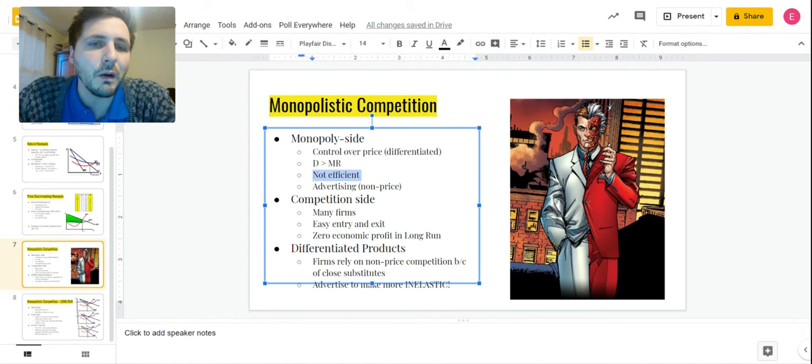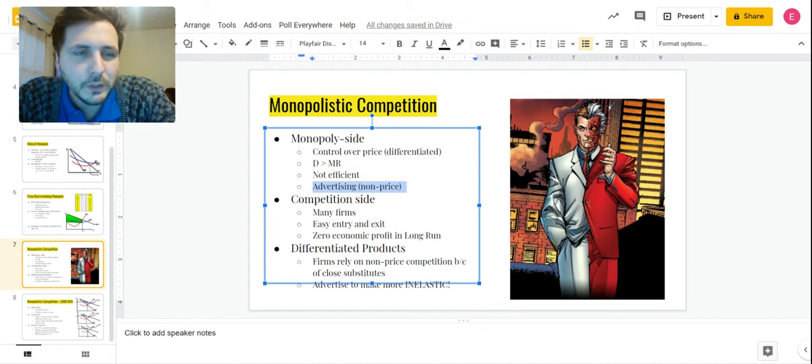And then they advertise a lot, right? We call that non-price competition. So they're not lowering their price to compete. They're actually putting out ads to try and say, hey, here's how we're different.